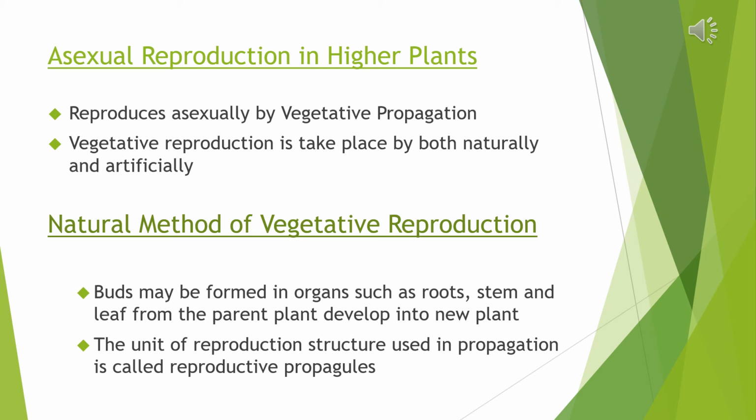In some plants, the root and stem are used for the storage of reserve food materials. The vegetative reproductive structures used for vegetative propagation are called reproductive propagules or diaspores. What are called diaspores? The vegetative reproductive structures which are used for reproduction are called reproductive propagules or diaspores.